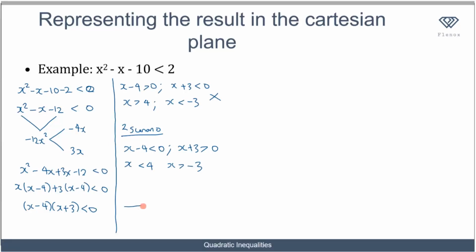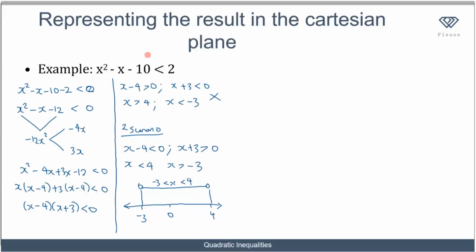So let's start out by representing this on the number line, even if that is not what our goal is here. Just to recap, we have 4 over here and we have minus 3 over here. Since we are just dealing with strict inequality, it's just going to be a circle over here and a circle over here. So this represents minus 3 less than x, which is less than 4. So this is the result on the number line.